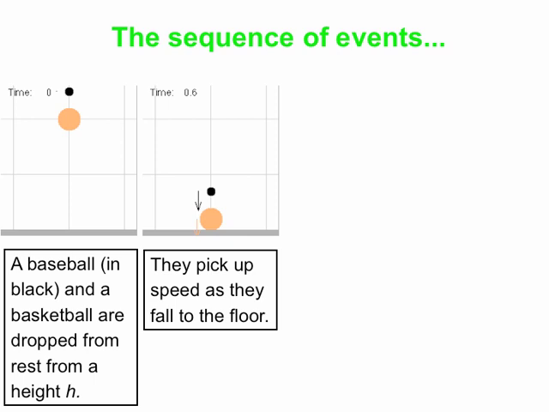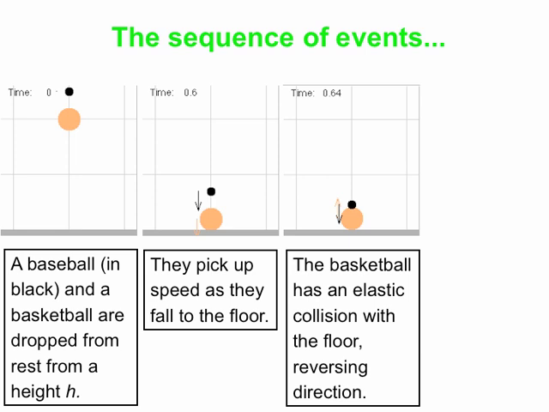Okay, so next we're going to look at the collision the basketball has with the floor. We're going to assume it's an elastic collision, and so all this does is reverse the direction of the basketball's velocity. The basketball comes in with a speed v just before it hits the floor, and as it's coming off the floor, it also has that same speed v. Then the baseball is coming down at speed v, and the basketball is going up at speed v. They're going to run into each other, so there's a second collision here.